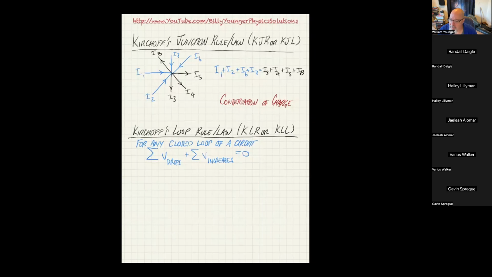So sure enough, what that means is if you take all the voltage drops and all the voltage increases in a single loop in a circuit, the sum of all those, once you finish the loop, will be equal to 0. So that's conservation of energy that we're talking about here. So now there's some rules about that.